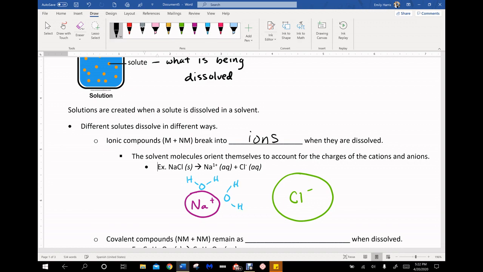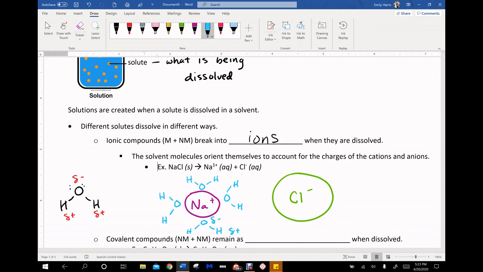If we think about our water molecule, you may remember from earlier studies that it's polar. Oxygen, since it's more electronegative, takes on a partial negative charge. Hydrogen, being less electronegative, takes on a partial positive charge. Since sodium is a positive ion, the water molecules will surround it in a way that puts oxygen, which is partially negative, closest to that positive sodium. Opposites attract, so a partial negative next to a positive is a good thing.